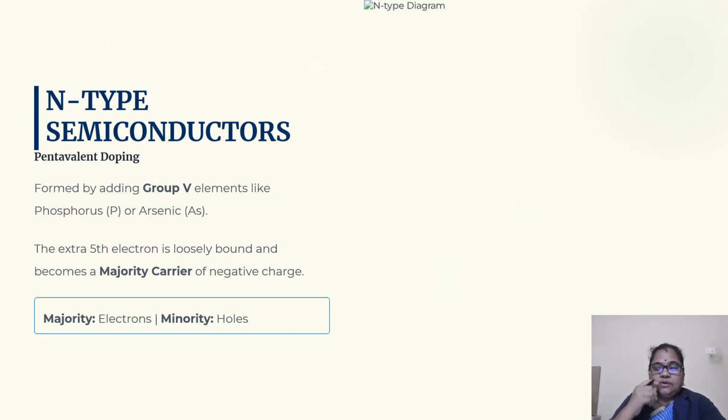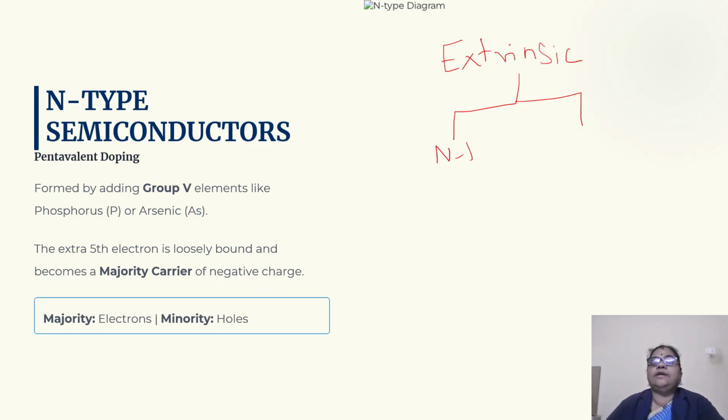So as I already told, according to the type, the extrinsic semiconductor can be subdivided into two categories. One is N-type extrinsic semiconductor, and another one is P-type extrinsic semiconductor. In an N-type semiconductor, by adding a pentavalent doping element to the purest form of either silicon or germanium, we can produce an N-type semiconductor. It can be formed by adding group 5 elements like phosphorus or arsenic.